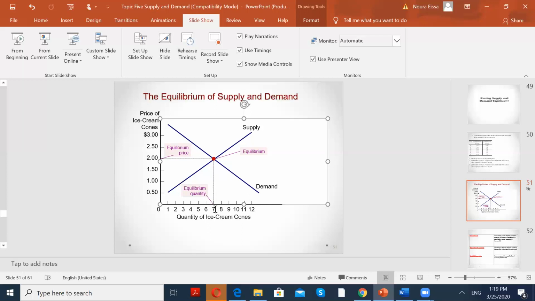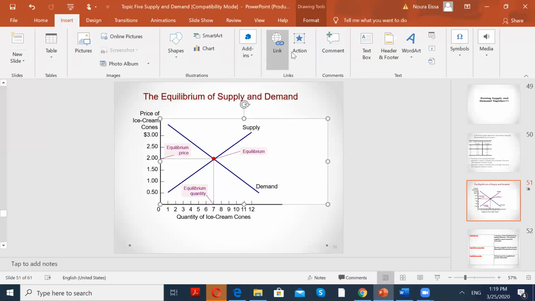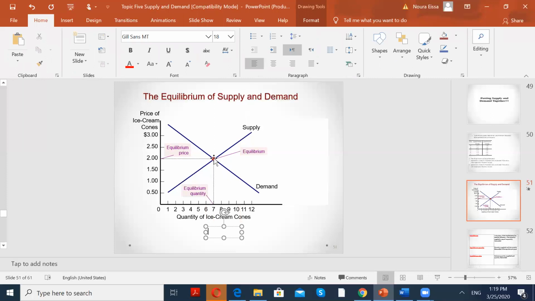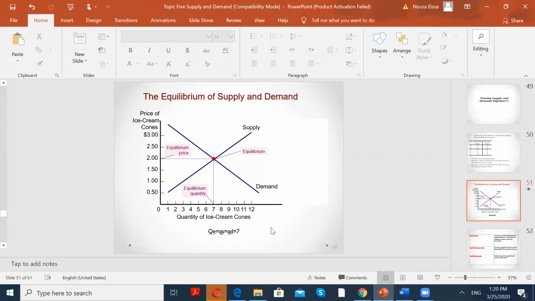طيب نبص شوية على الايكوليبريم quantity. الايكوليبريم quantity ده معناه ايه؟ انه quantity supplied equals quantity demanded؟ هنا النقطة دي supply and demand quantity بتاعتهم are equal at 7. يبقى equilibrium quantity ممكن أسميها QE. Equilibrium quantity is equal to quantity supplied which is equal to quantity demanded which is equal to 7. صح كده؟ طيب يبقى تاني نعيد تاني.